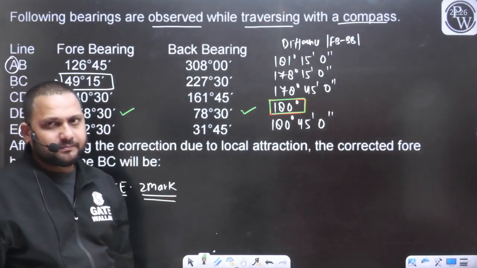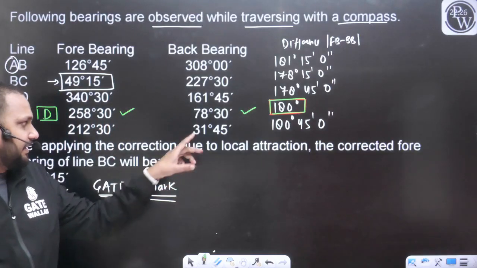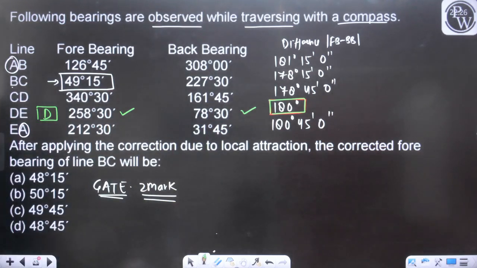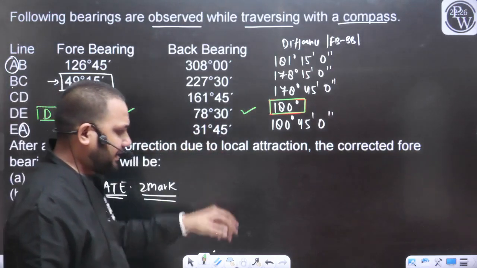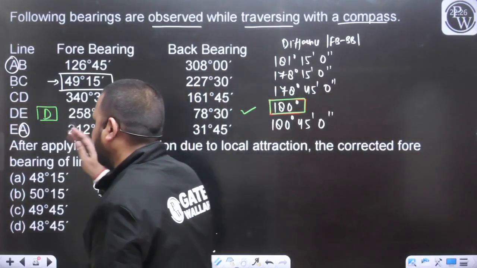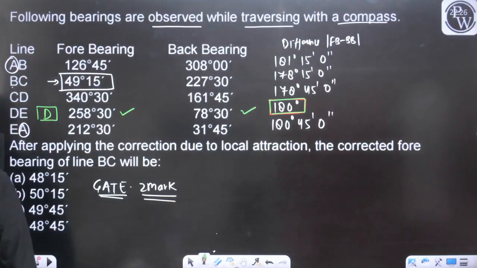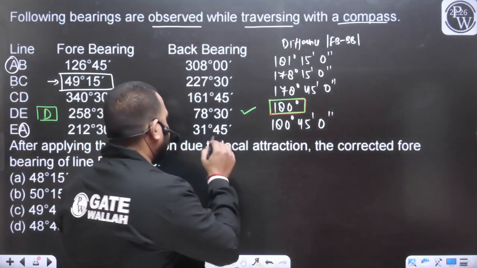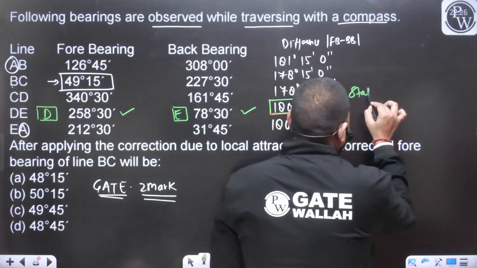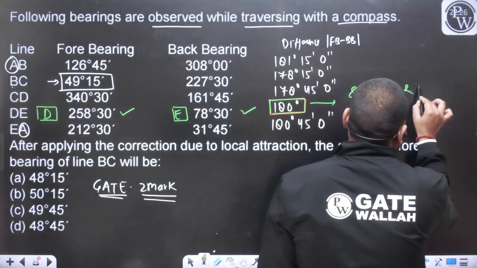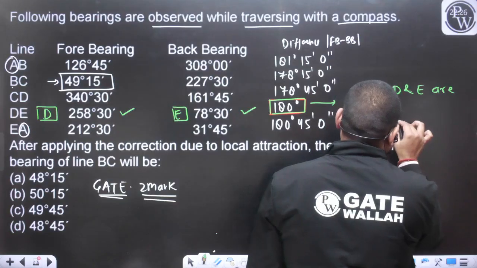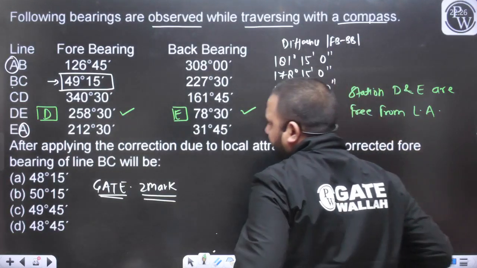What about this reading? 78 degree 30 minute, you have taken from which station? This is the back bearing of the line DE. Yes, so this reading we have measured from the station E. So what can I conclude? D and E are free from local attraction. Can I conclude this?